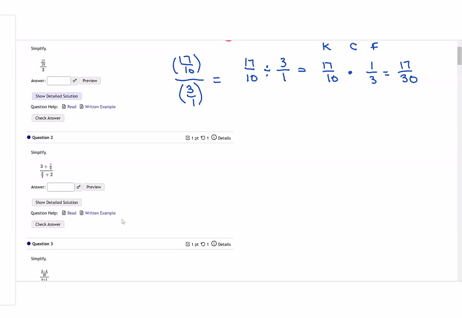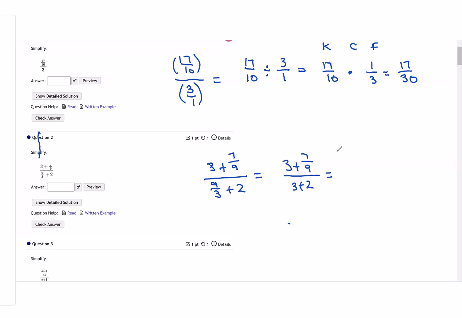Number 2, 3 plus 7/9 divided by 9/3 plus 2. Well, we have 3 plus 7/9 divided by, well, 9/3 is 3 plus 2.